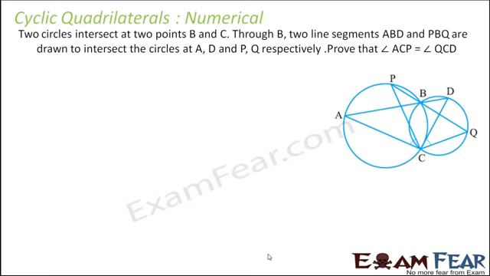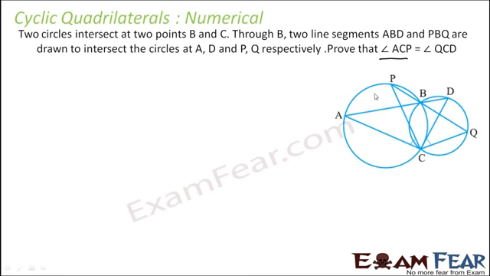Two circles intersect at the points B and C. Through B, two line segments ABD and PBQ are drawn to intersect the circles at A, D, P, Q respectively. Prove that angle ACP, this angle, is equal to angle QCD. That is what we have to prove. Okay.